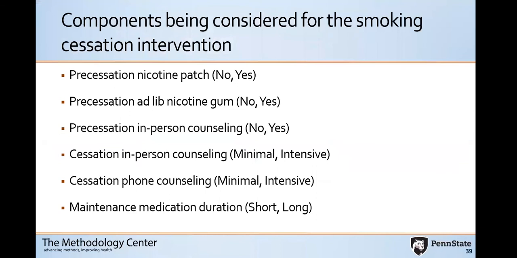Here are the six components. Now, you may have heard me use the expression candidate components. Candidate components are components that are candidates for inclusion in an intervention. So these are six candidate components. Pre-cessation use of a nicotine patch could be no or yes. Pre-cessation ad-lib use of nicotine gum. Ad-lib just means people use it whenever they want to. No or yes. Now I want to stop for a moment.